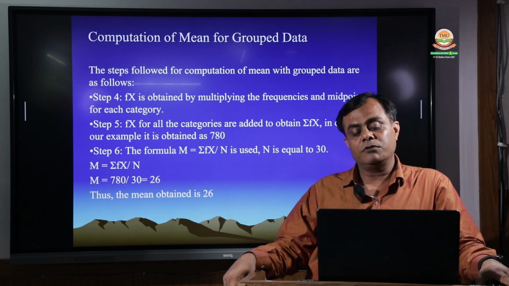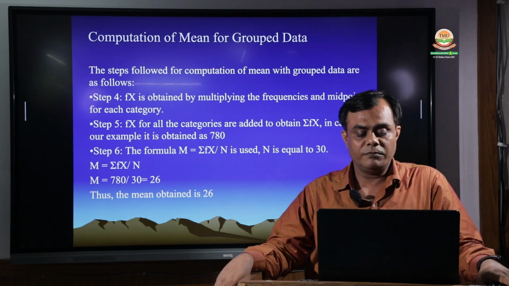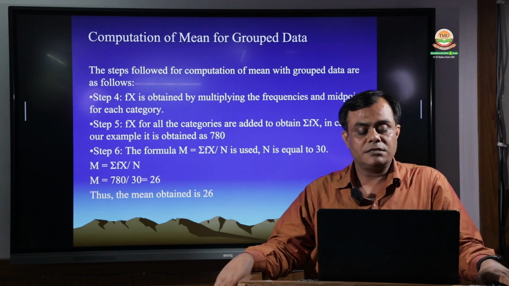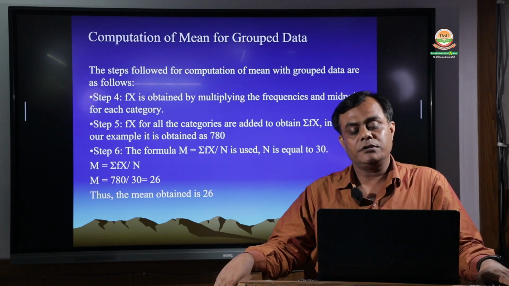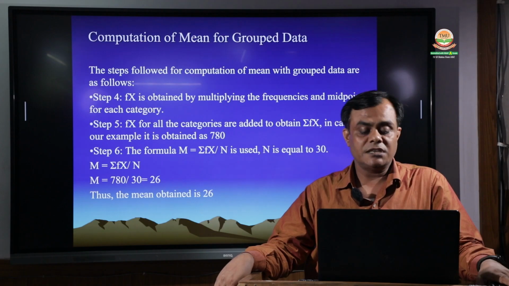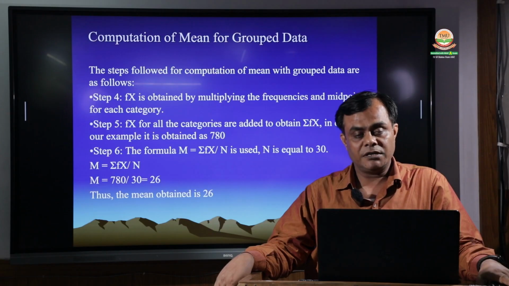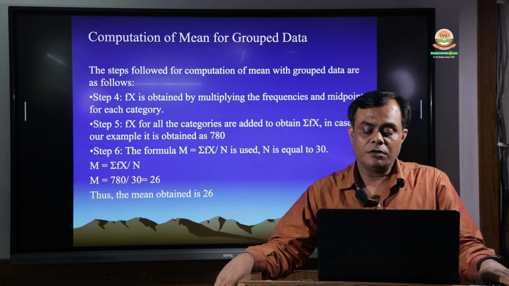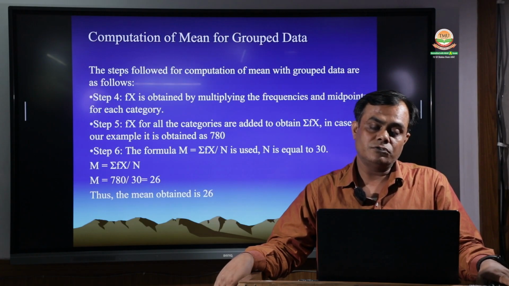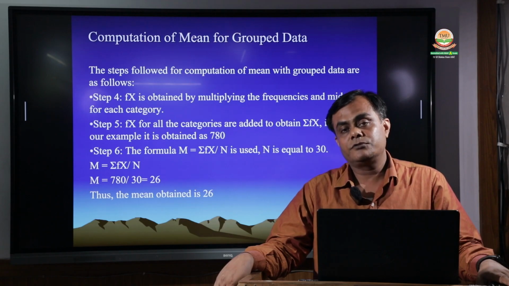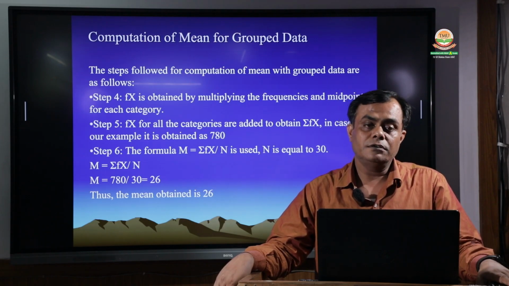So step 6 is the formula. The formula is M equals sigma fx divided by N. Here N equals 30 and sigma fx is 780. So we put the fx value 780 and N as 30. So 780 divided by 30 is equal to 26. Thus the mean value obtained for this group data after computation is 26.